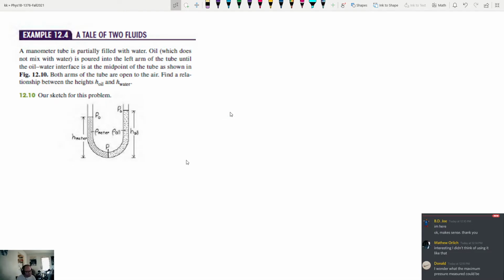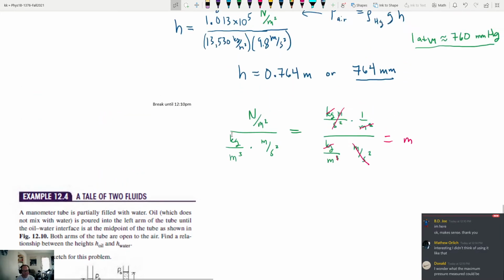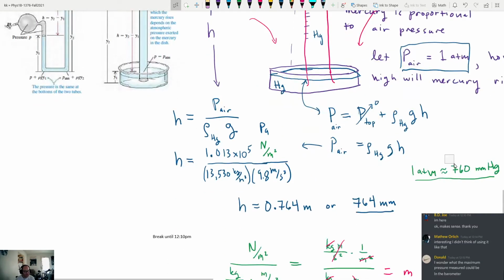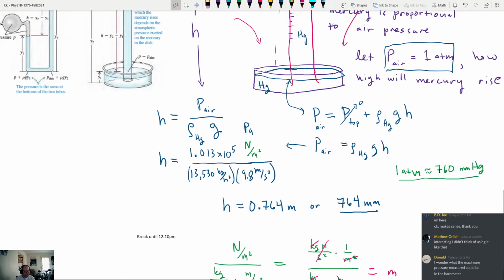Donald says, I wonder what the maximum pressure could be. Like, what is the maximum possible pressure? That's what you're asking, Donald? It's a really good question. Now, if it's a pressure that we measure via something like this, then the limit on how high it could measure would be limited by how tall the tube is, basically, right? So if our tube was a meter tall, then the highest pressure that it could measure would be 1,000 millimeters of mercury, which would be approximately 1.3 atmospheres, right?